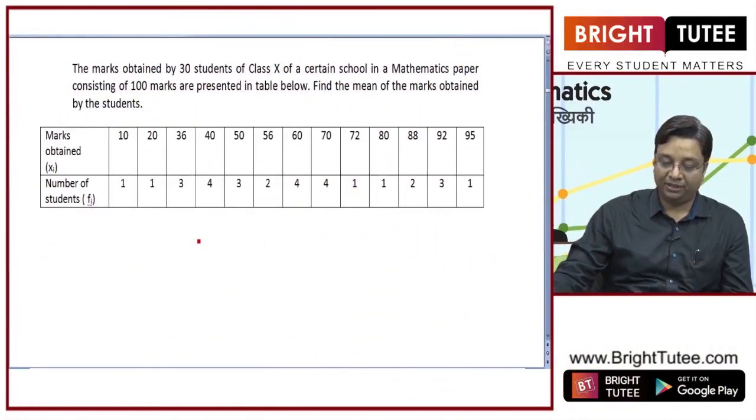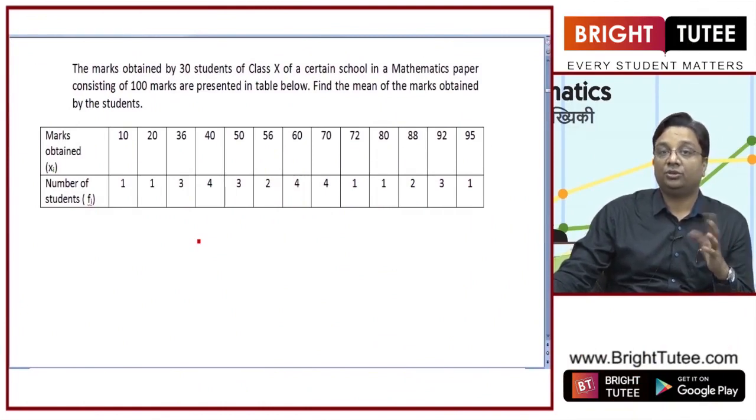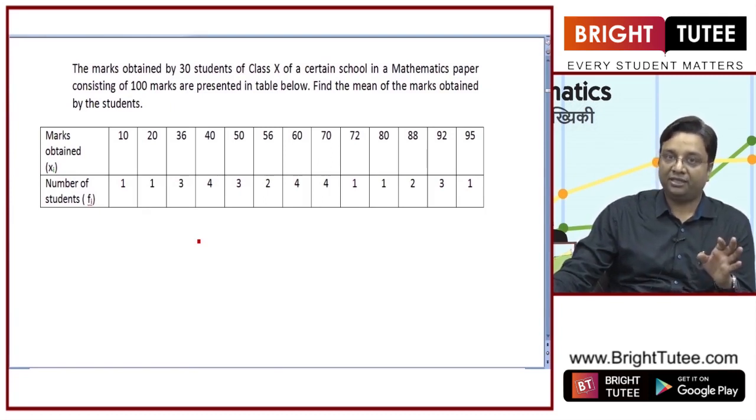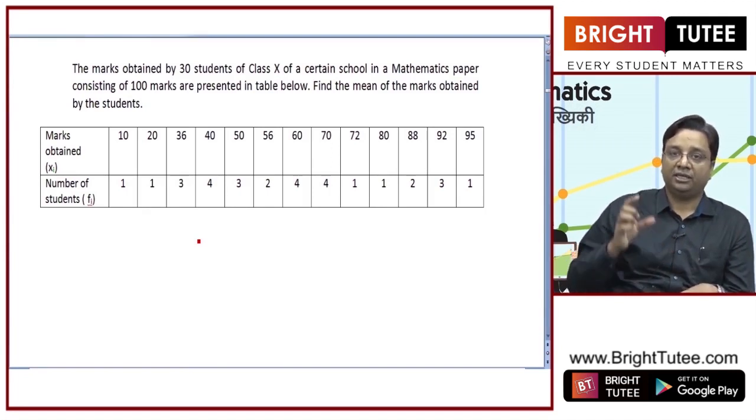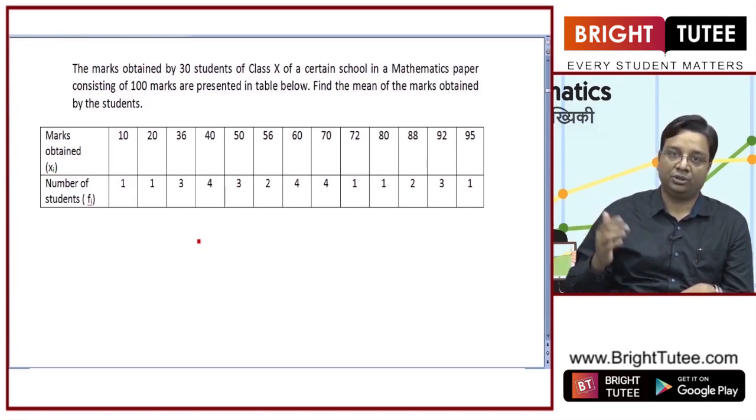I'll take some examples and then we will discuss the arithmetic mean, the shortcut method to calculate the arithmetic mean, and the step deviation method to calculate the arithmetic mean. These methods are very simple, just the names are different, the logic is the same. The methods are devised to make the calculations simpler and shorter.